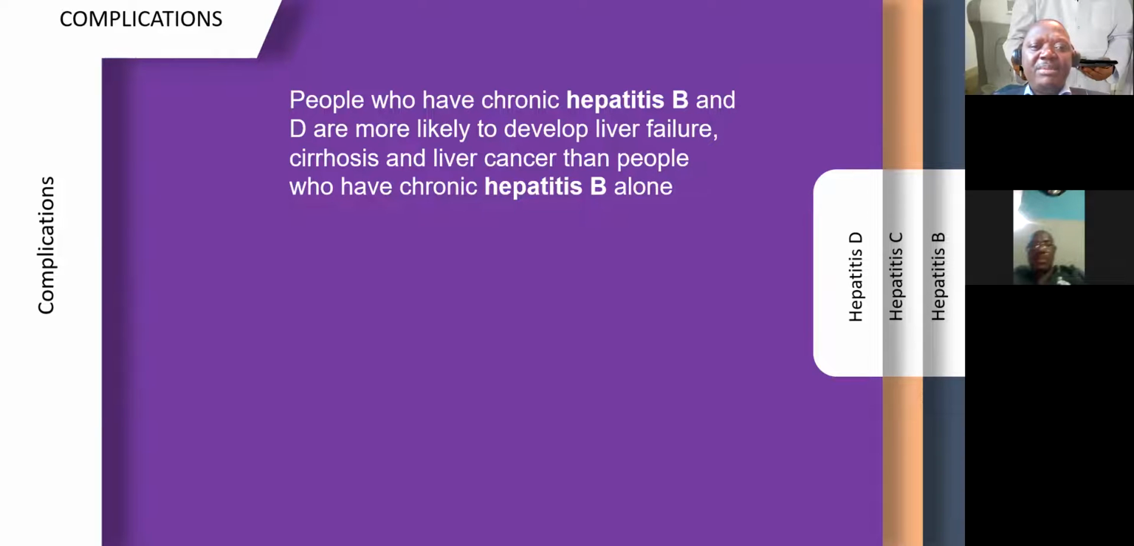For D, people who have chronic hepatitis B and D are more likely to develop liver failure, cirrhosis, and liver cancer than those who have only the single inflammation alone. So the presence of D is an ominous sign that needs to be tackled.